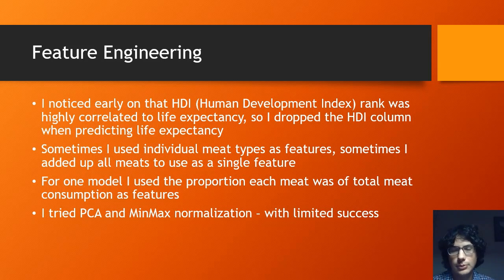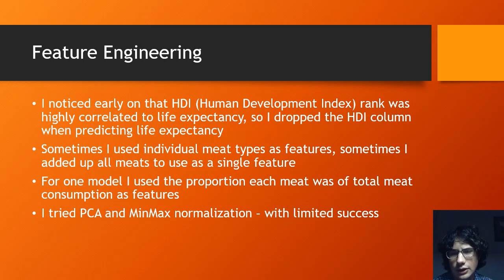Sometimes I use individual meat types. The meat types were pig, sheep, beef, poultry. Sometimes I add it up and just use meat total as a feature. For my main model, actually, my classification model, I used the proportion each meat was of total meat consumption as features rather than the raw meat consumption amount.